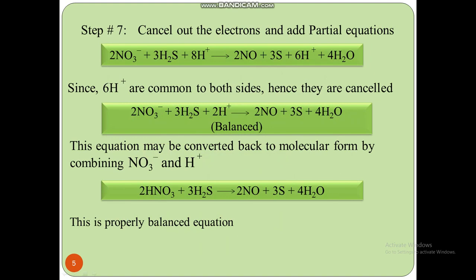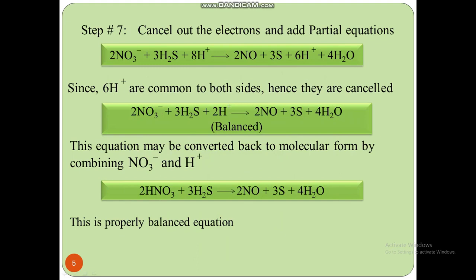In this equation, 8 H positive ions are on the left hand side and 6 H positive ions on the right hand side. Since 6 H positive ions are common on both sides, they are cancelled out. So the new equation is this, and this is the balanced chemical equation. This is the ionic form of the redox equation.